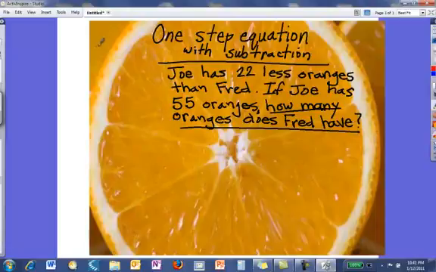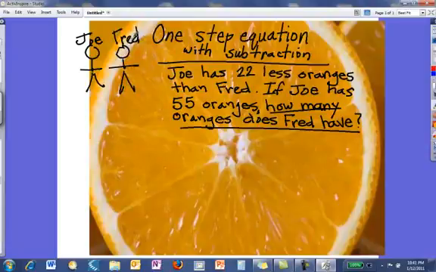So it looks like we have two people. Here we have Joe, and here we have Fred. And so what do we know so far? We do know that Joe has 55 oranges. Fred, we don't know. So let's go ahead and get started with our equation.